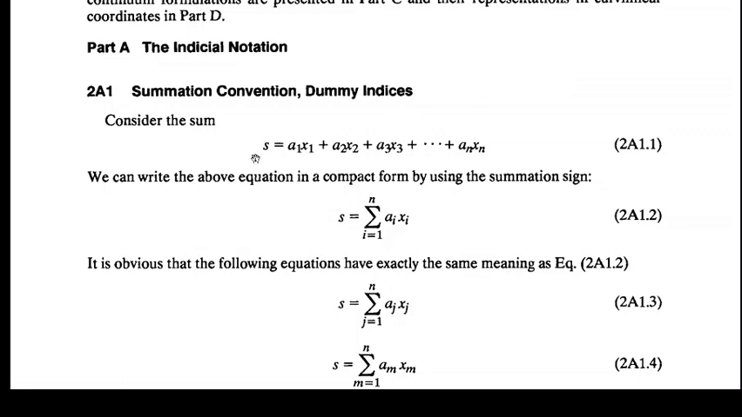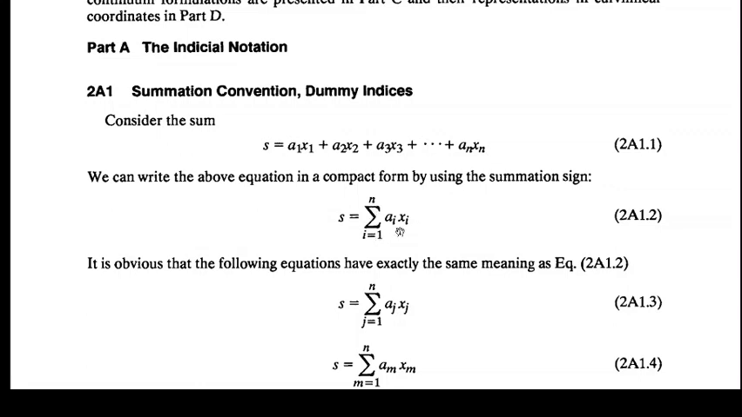Let us consider this sum. S is equal to a1 x1 plus a2 x2 plus a3 x3 plus so on up to an xn. Now we can write this equation, which is 2a.1.1, in this form. This is the compact form of this sum. Here, to write this in the compact form, we have used the summation sign, and we can write this as the sum of ai xi, where i is from 1 to n.